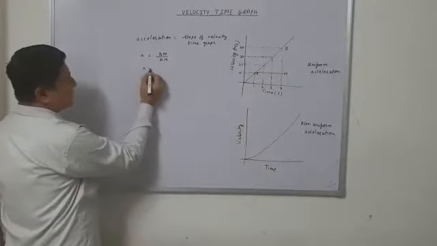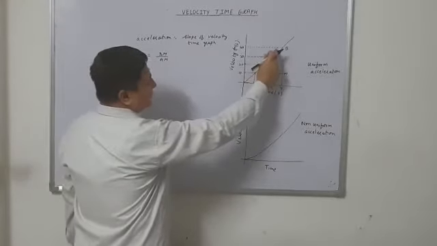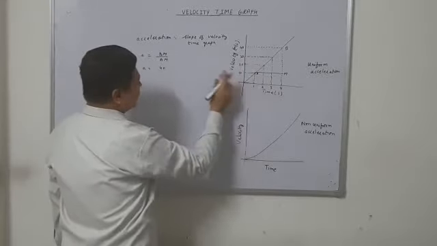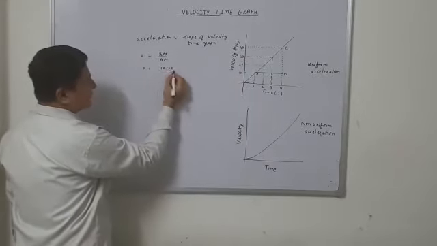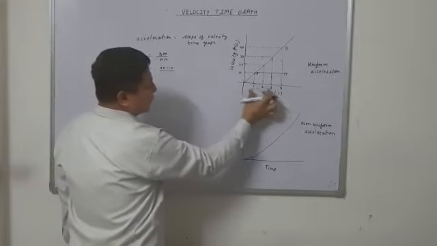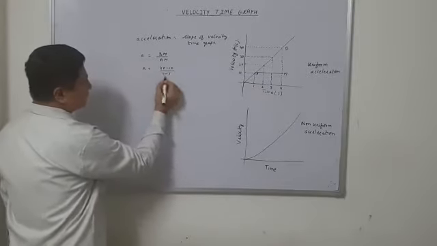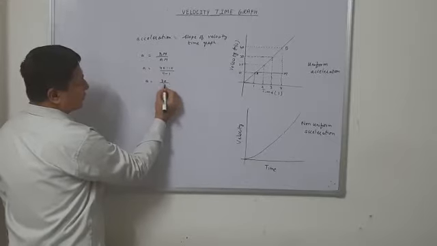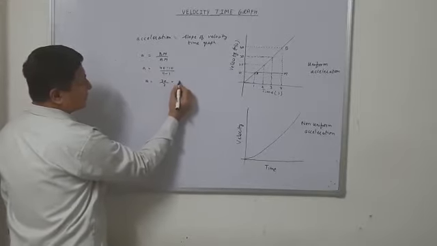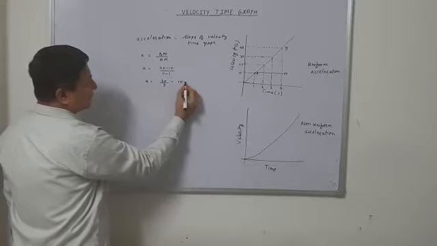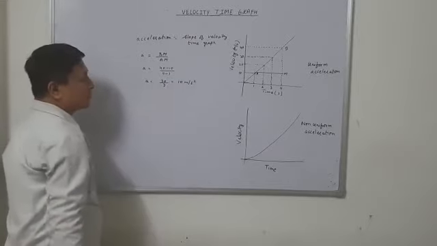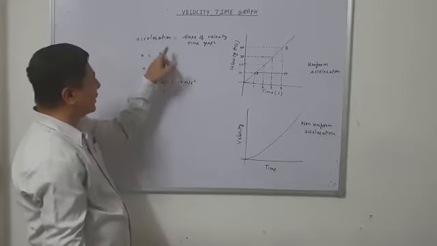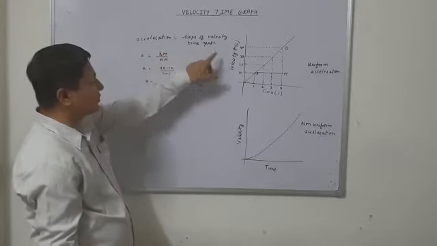Now we can see here the velocity at B is 40 and the velocity at M is 10. So 40 minus 10, and the time is 4 minus 1. So acceleration is 30 upon 3, that is 10 meters per second squared. So the acceleration is 10 meters per second squared. We can find the acceleration by finding the slope of the velocity time graph.